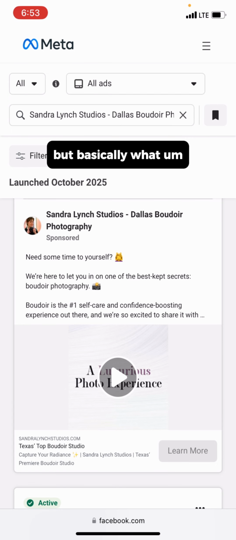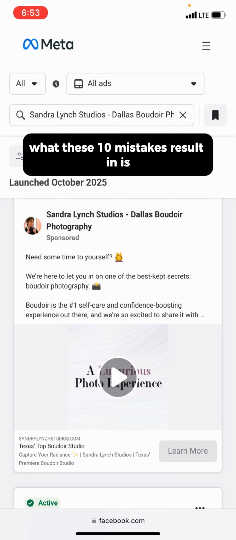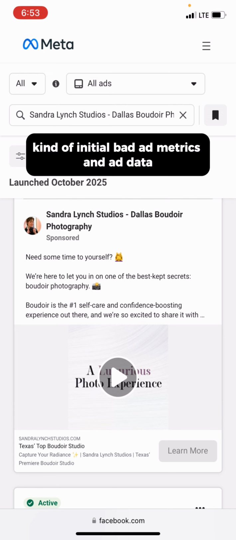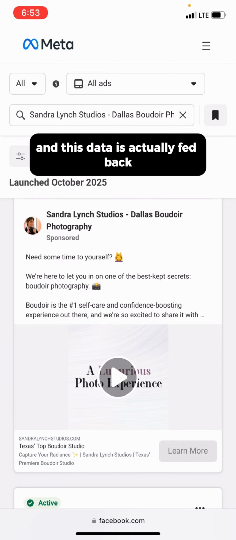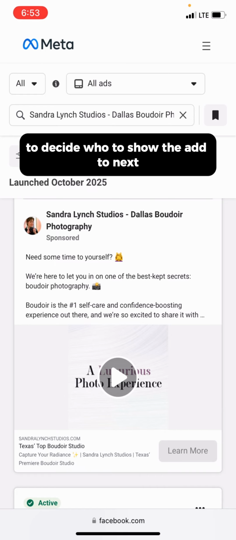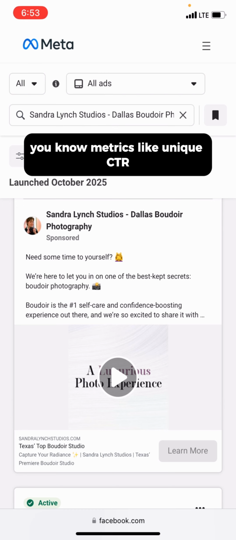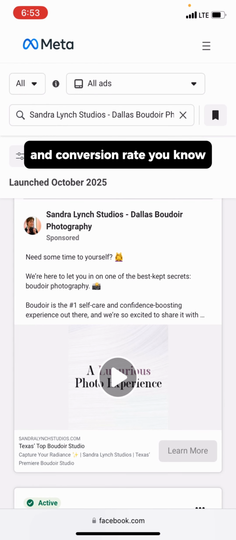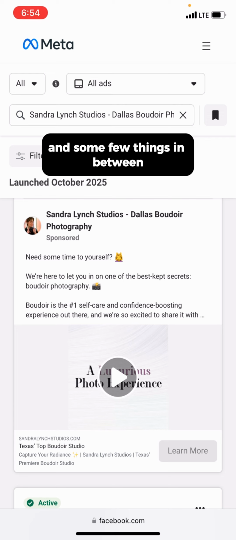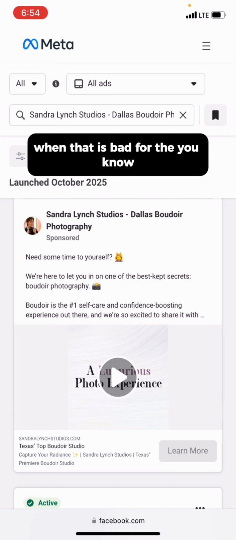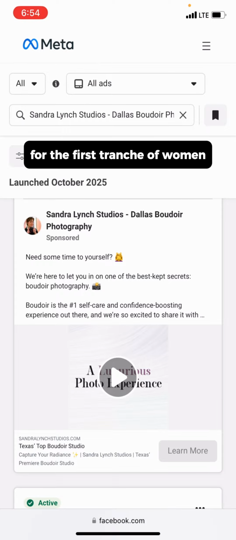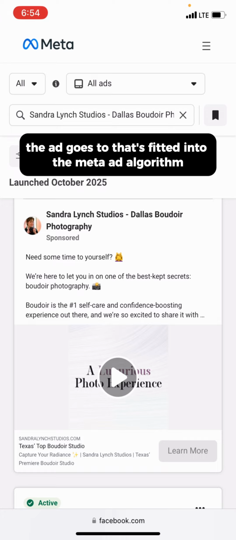But basically, what these 10 mistakes result in is initial bad ad metrics and ad data from the first tranche of women the ad goes to. And this data is actually fed back into the Meta ad algorithm to decide who to show the ad to next. When this initial data, metrics like unique CTR all, the number one leading indicator, and conversion rate, and a few things in between, is on the low side for the first tranche of women the ad goes to, that's fed into the Meta ad algorithm. And guess what?